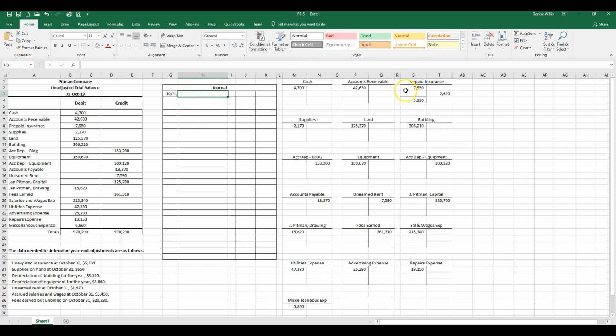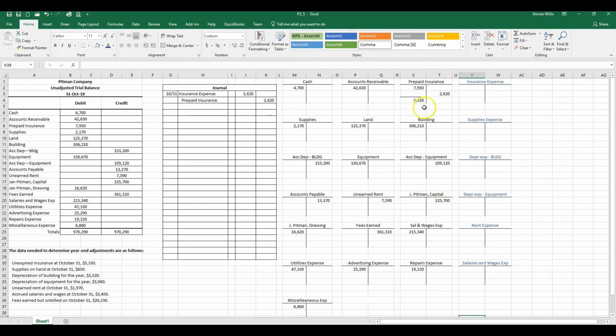Let's come over here and make a journal entry. That's going to be a credit to prepaid insurance. What is our debit? It's going to be insurance expense. Okay, so we'll debit insurance expense $26.20, and we will credit prepaid insurance $26.20.